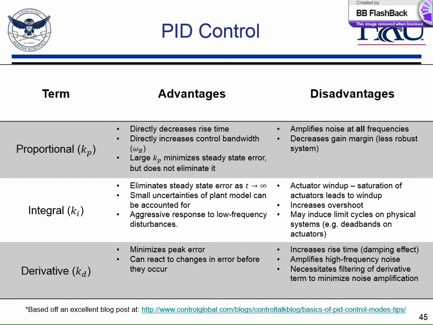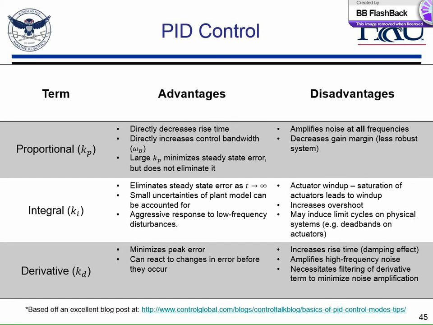So there are some disadvantages to proportional control. It amplifies the noise at all frequencies. So if you have some kind of disturbance that happens at a larger frequency than you're really interested in, that will affect your system. It also decreases something called gain margin, and gain margin is a measure of robustness of our system. So if we have a really high gain, we will have a less robust system that's able to handle fewer inaccuracies in some cases. In some cases it's the exact opposite.